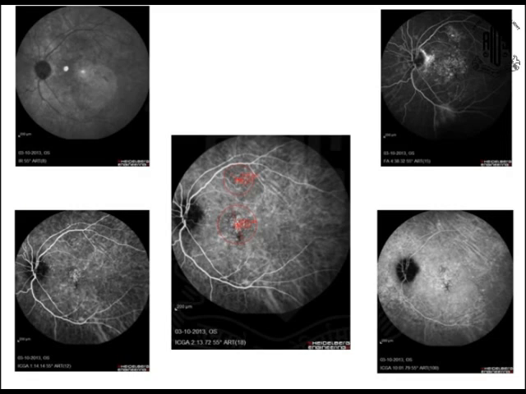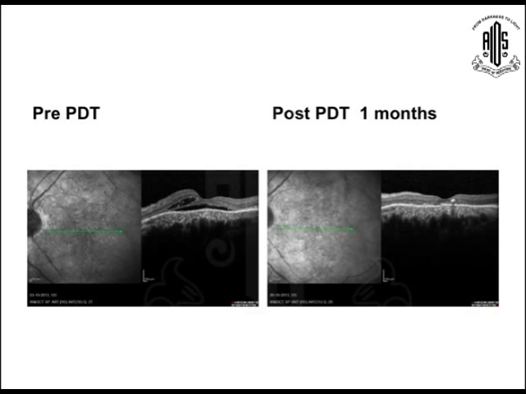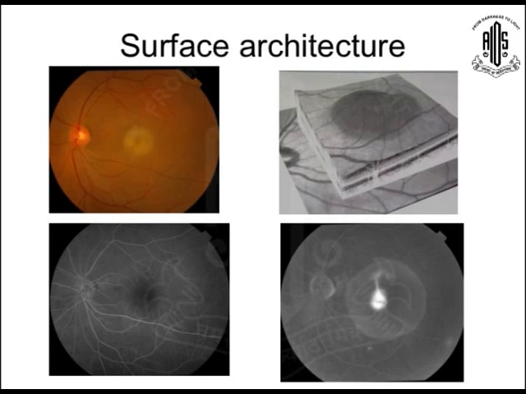This is one of the cases you see. This is the infrared photos, and this is the angiogram, and this is the ICG, the early, mid and late phase. This is the portion where we can see the hyperfluorescence areas which we did the PDT on, and this is the treatment area. And this is the result of the same patient. This is the pre-photodynamic therapy, this is the post 1 month. You can see the flattening, some fluid still remaining, but more or less it is looking much better.